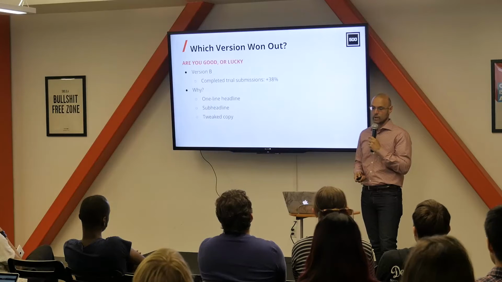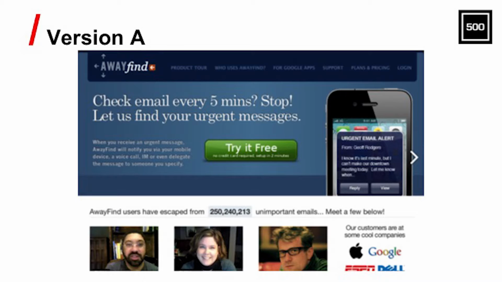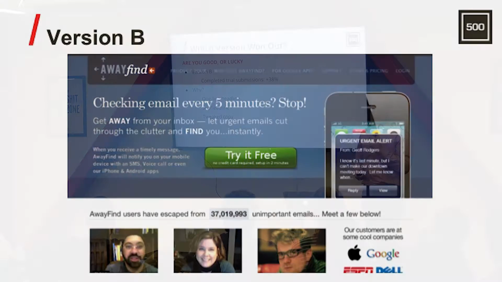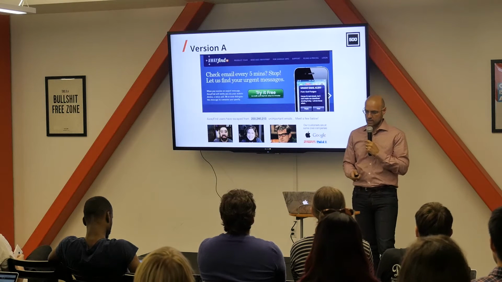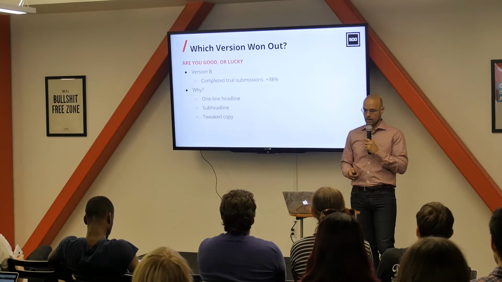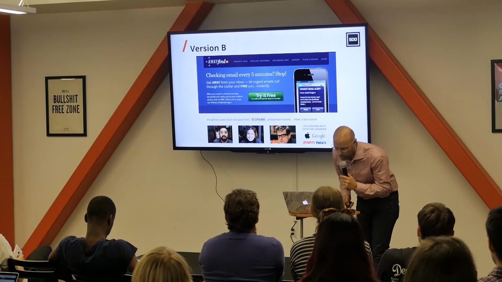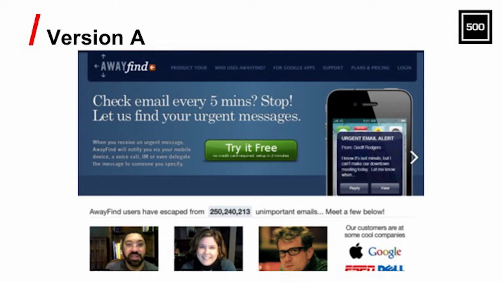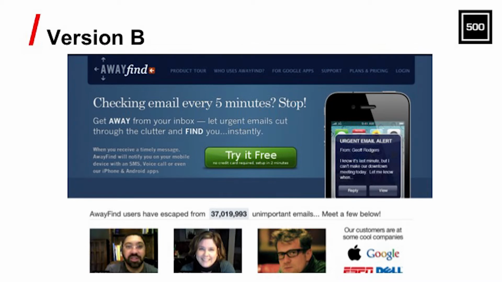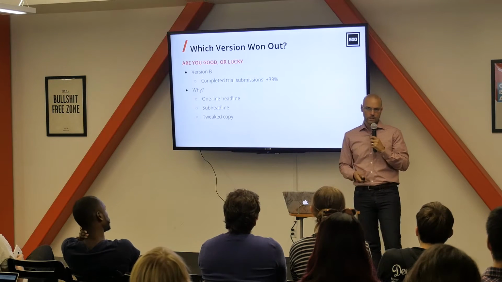Okay. Why? Okay, so some reasons. The one-line headline. People don't like to read. One-line headline. Subheadline. Here they have 3 layers of text. Here they only have 2. And then tweaked copy. So some really subtle differences. Wayfind will notify you via your mobile device, a voice call, IM, right? Will notify you on your mobile device with an SMS. IM, SMS, right? So really subtle differences, but this is what A/B testing comes down to, right?